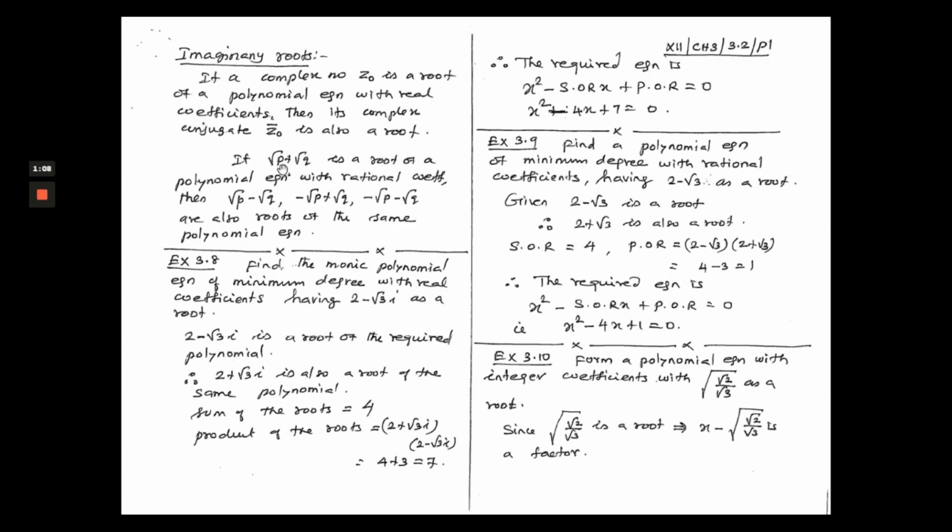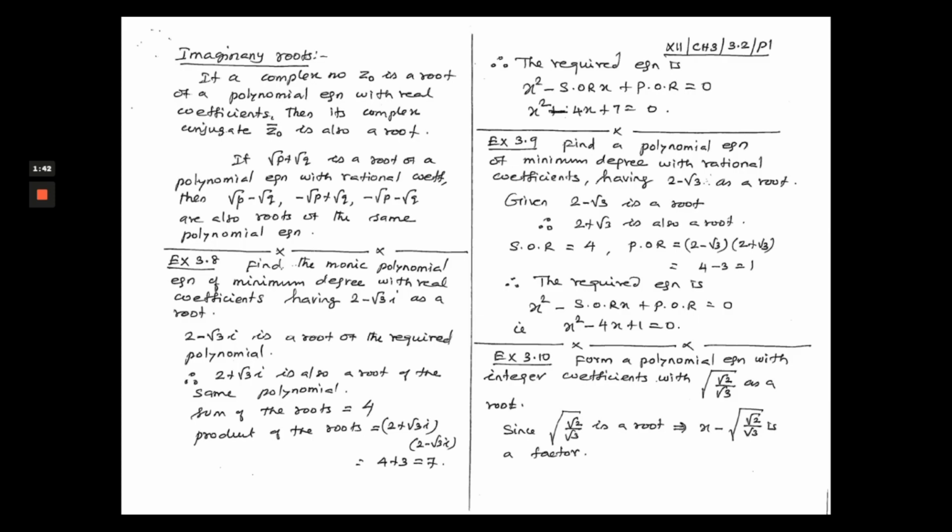பாருங்கள், if root p plus root q is a root of the polynomial equation with rational coefficients, then root p minus root q, minus root p plus root q, and minus root p minus root q are also roots of the same polynomial equation. So the conjugate of the complex number is also a root of the polynomial equation அப்படின்னு சொல்லலாம்.